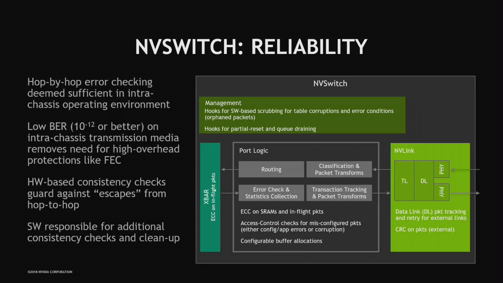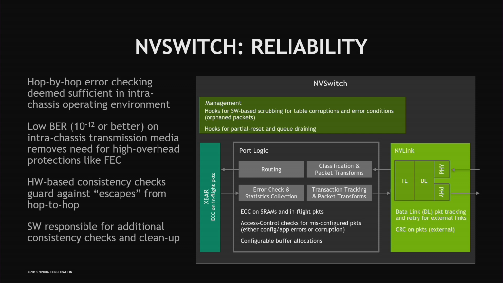I mentioned that NVSwitch is not a general networking device. To see that, you need only look at how we handle reliability. Since the switch is meant to be used inside of a single chassis, the transmission media is very reliable, better than 10 to the minus 12, generally speaking. So as a consequence, you don't need things like forward error correction. And that makes the design more efficient. It's good enough to just do CRC on the packets. You see errors, you retransmit on a hop-by-hop basis, and that works just fine.